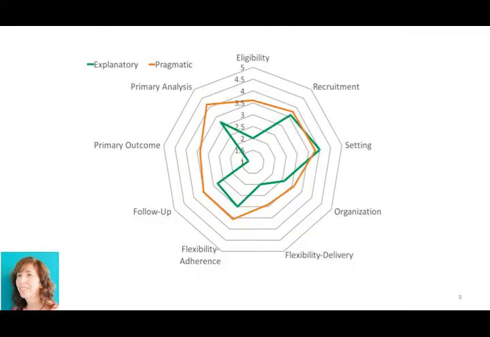With this information, we can create graphs like this, for example. In this type of graph, the closer to the periphery we get across domains, the more pragmatic the trial is. On the contrary, the closer to the center the different domains are, the more explanatory, the more traditional the trial is. So this is one of these very useful tools that we have to evaluate more traditional or more pragmatic trials.